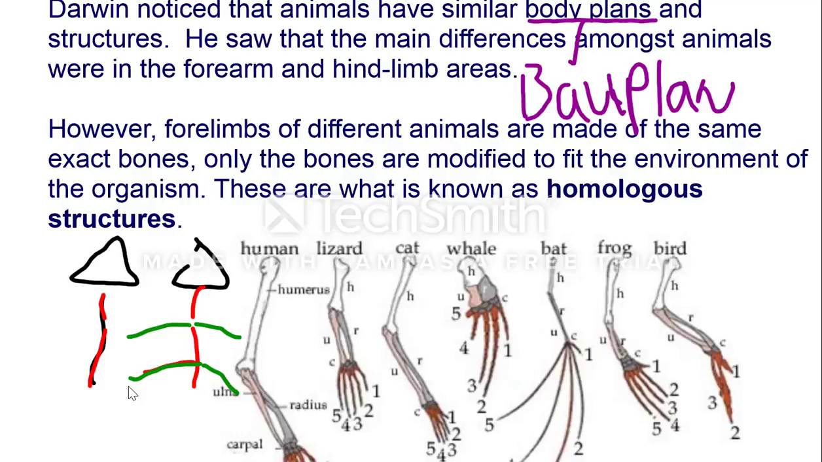Okay, circling back to our body plan. This is evolution video 13, lucky 13. And so we're talking about body plans, the body plans that Darwin had noticed. And so what we can say is body plans are ground plans.